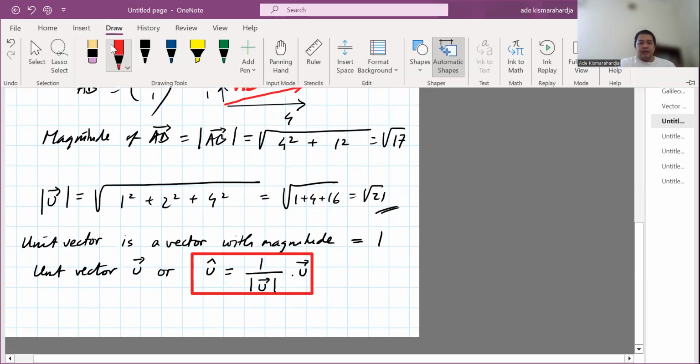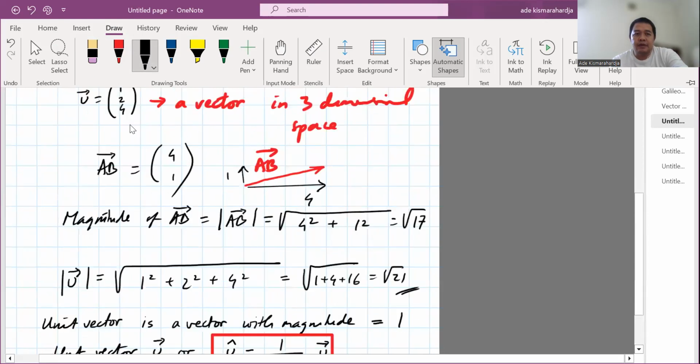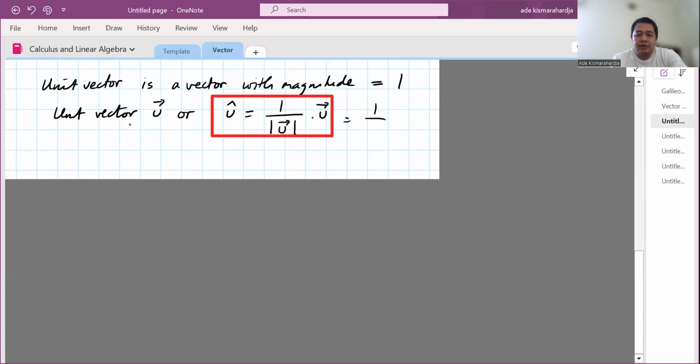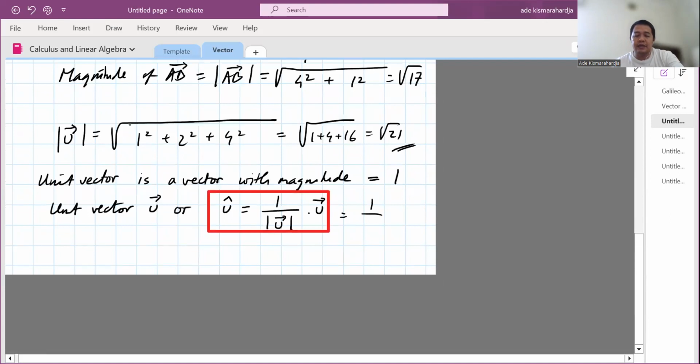So when you have that u before, what was that? (1, 2, 4), remember? Now you want to get the unit vector of it. What you do is just calculate its magnitude, which we already did, square root of 21. So the unit vector is 1 over that number, and then times the vector u itself, which is (1, 2, 4). So that's the unit vector u.